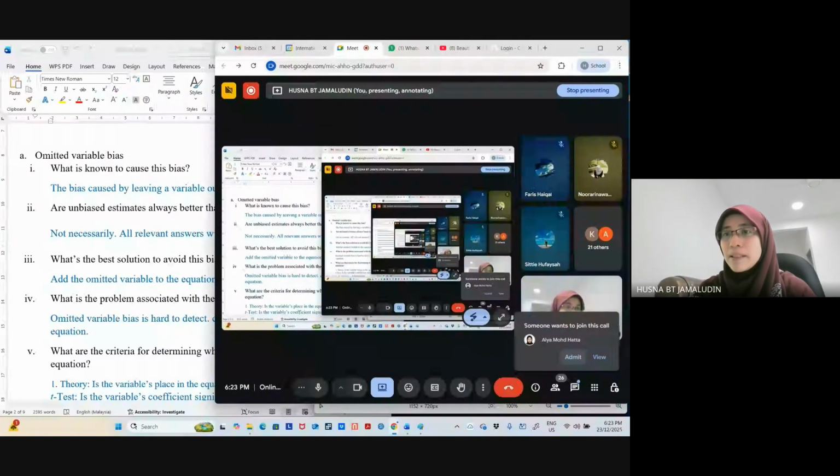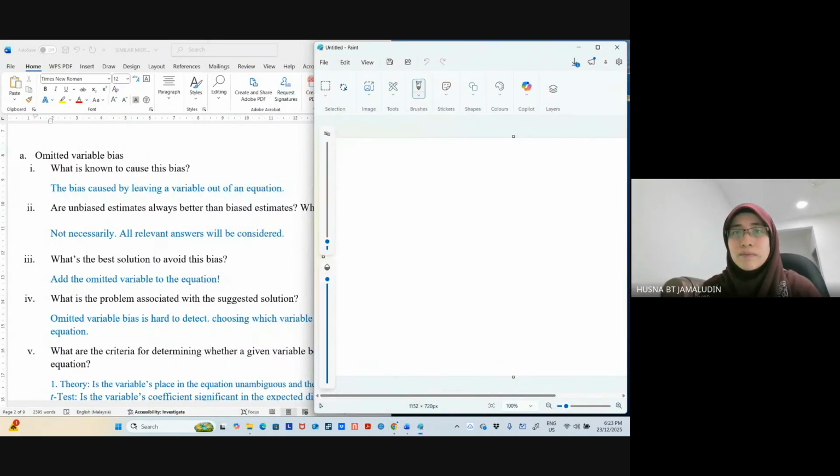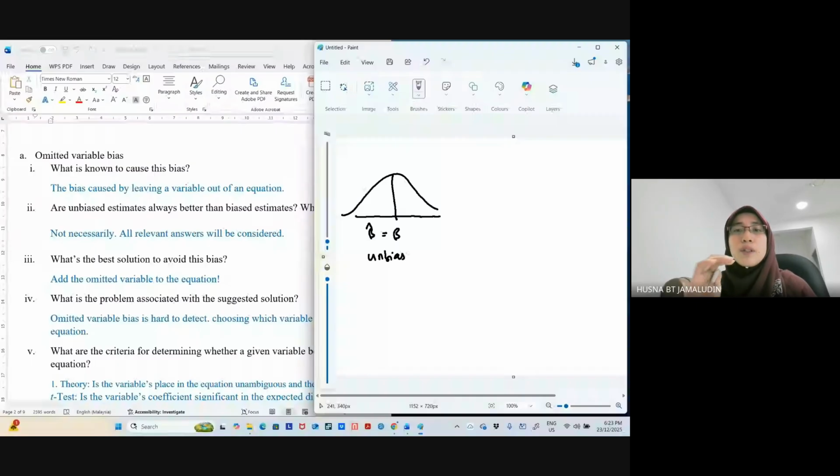So you have two conditions here. The first one is this one. This is the true beta, right? And this is your estimation. This is what you call unbiased. Unbiased means your estimated beta is the same as the true beta. Of course, you like it, but it doesn't mean that unbiased is better than the biased one, because sometimes you also have the biased one.